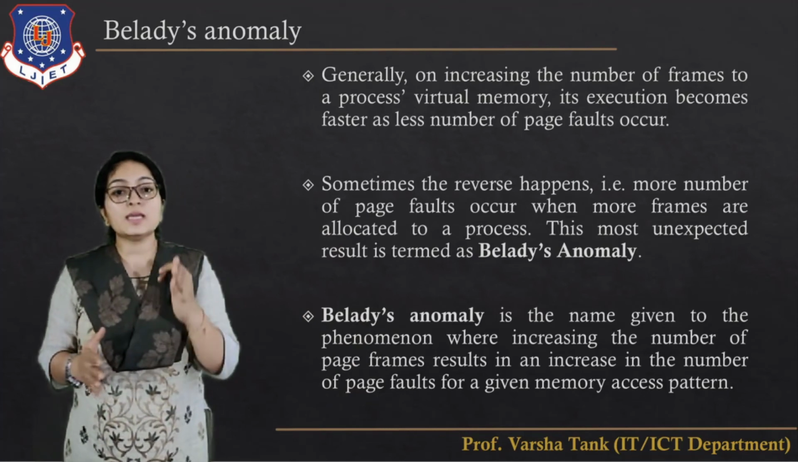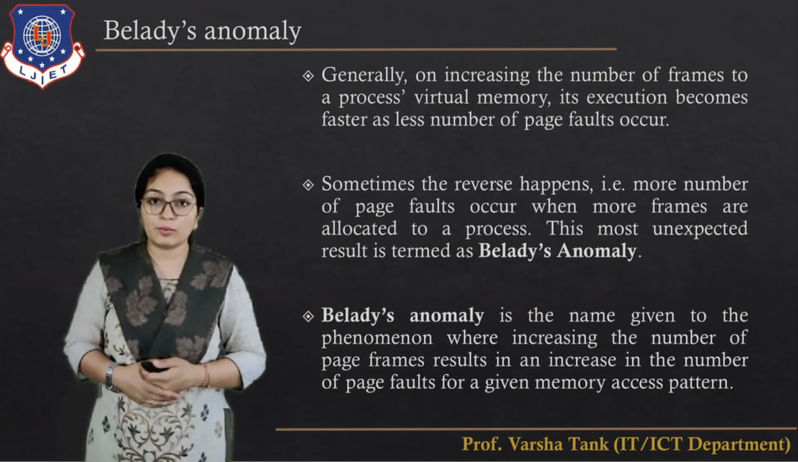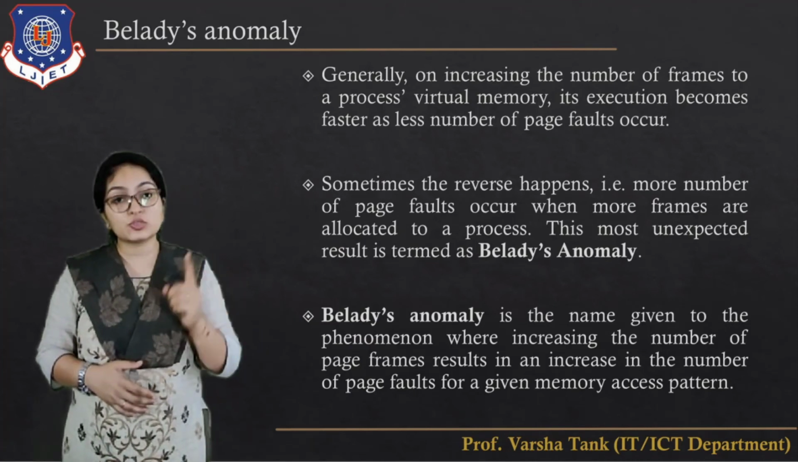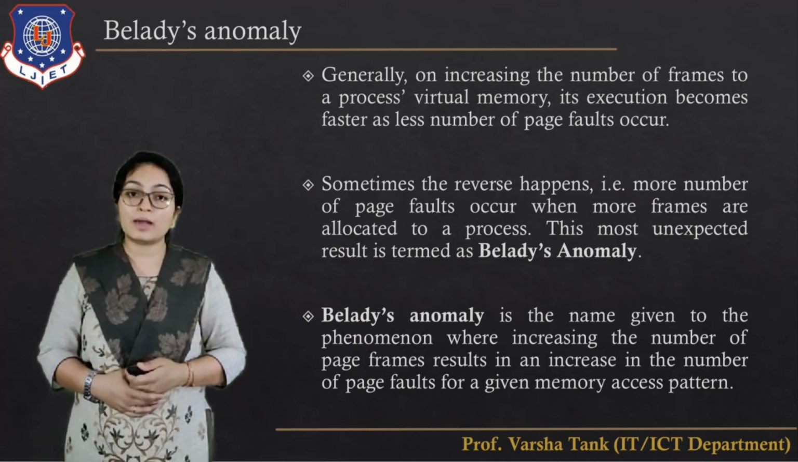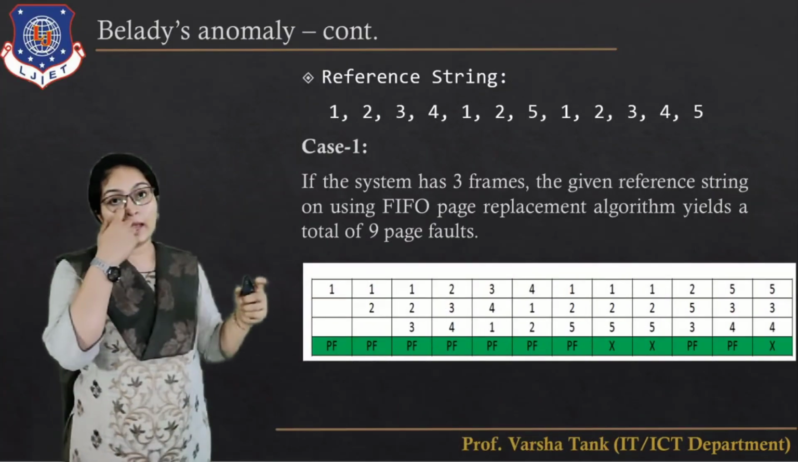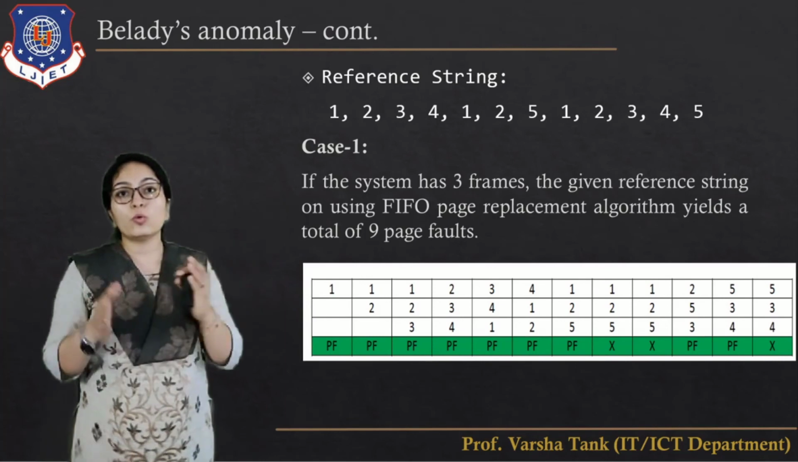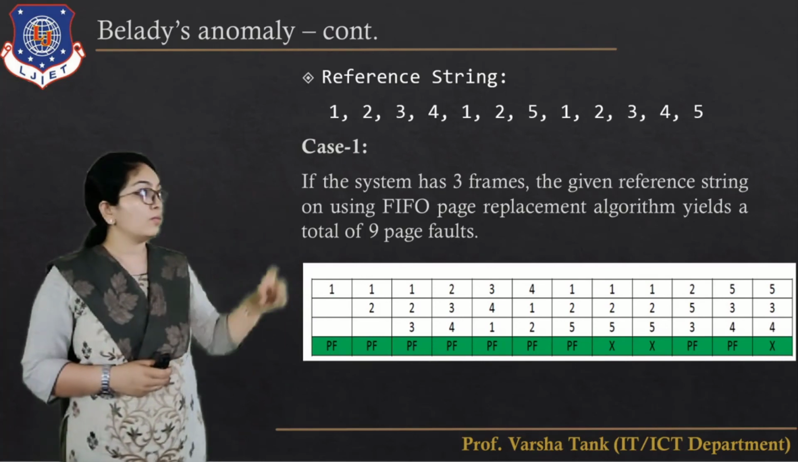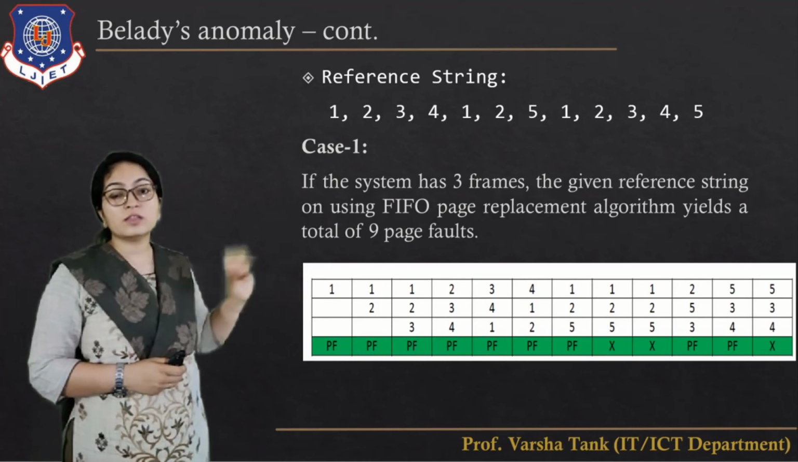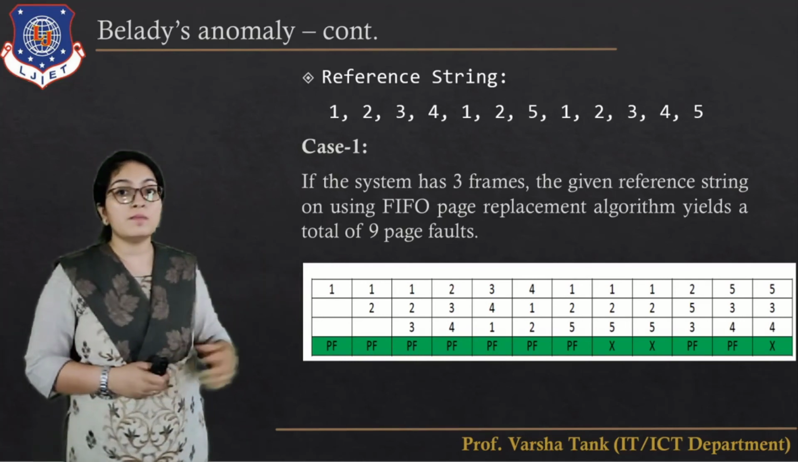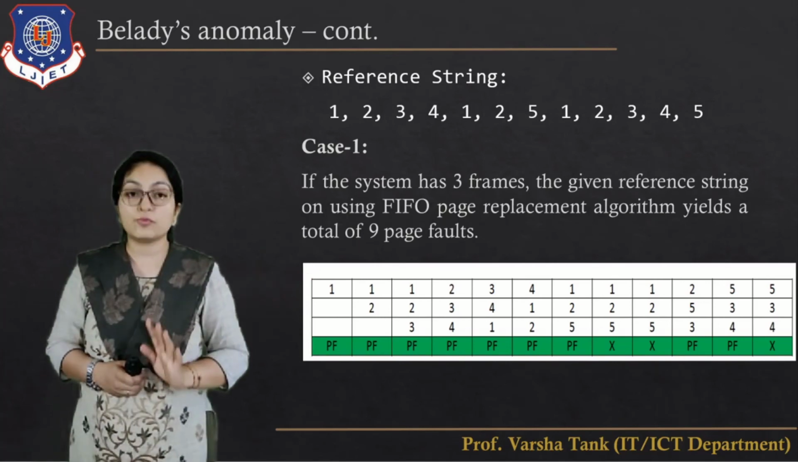Okay, so this thing is known as Belady's anomaly. If you increase the page frame size, it will increase the page faults. Here you can see this is the reference string: 1, 2, 3, 4, 1, 2, 5, 1, 2, 3, 4, 5. Now in case 1, we are doing this using 3 frames. So if we are using 3 frames, we have a total of 9 page faults.